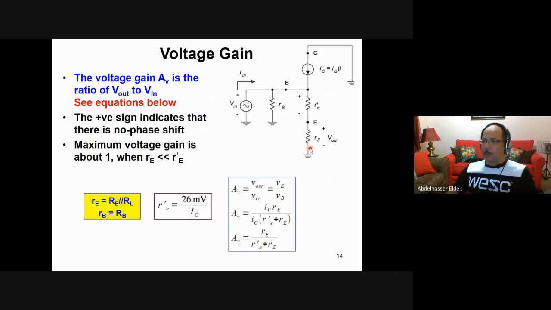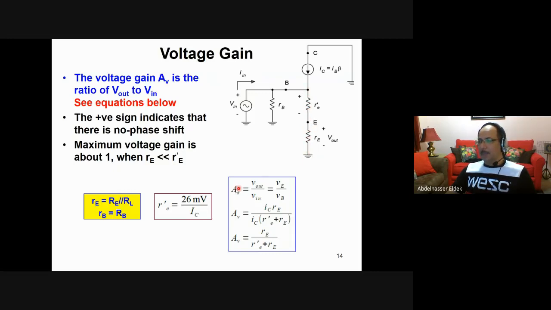So what is the input voltage? The input voltage is this Vin. I don't know Vin directly, but I know that Vin is Vb because it's the same node here. All these are connected, so it is Vb. So what is Vb? Vb equals the voltage across these two resistors, so it will be IE times re prime plus re.